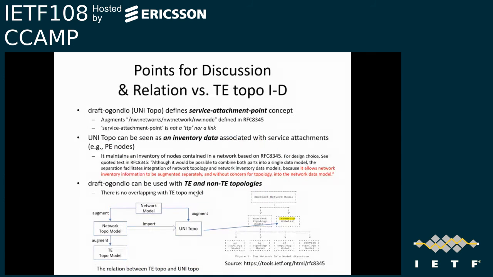Okay, as mentioned, what we add is the service attachment point. We augment the node directly, so it is not a TTP, it's not a link termination point. We can, if needed, add a reference to a link termination point, but right now it's a separate concept. We can see it more like inventory, in the sense that what we are exposing is: these are the P nodes, these are the points from where services can be instantiated.